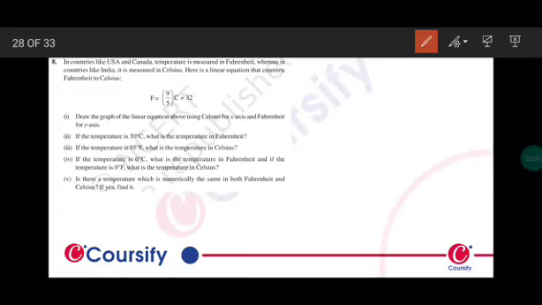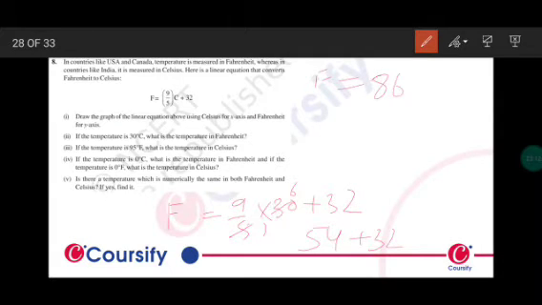So we can write it as F = 9/5 into 30 + 32. By solving this we get Fahrenheit. So this is 54 + 32. Fahrenheit will come out to be 86 degrees at 30 degrees Celsius.